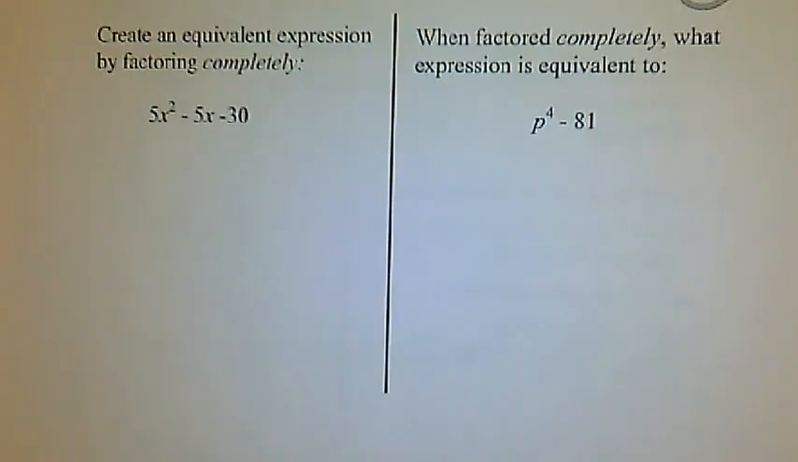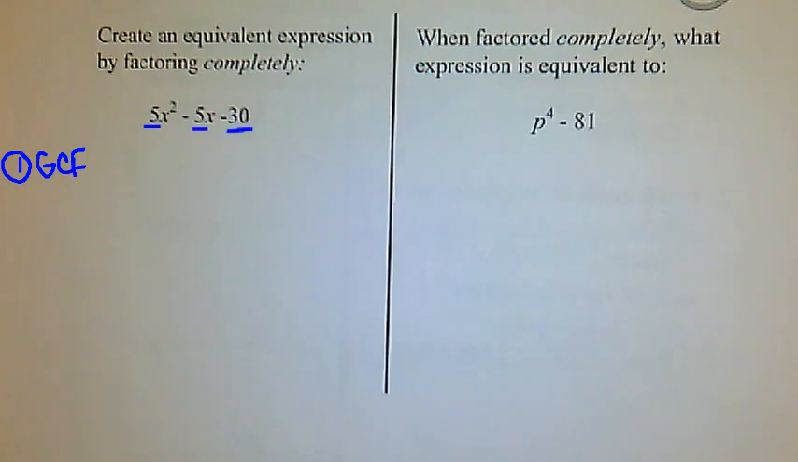So again, we are going to factor completely. You should be, and I'm not going to say always, but most of the time, that means you're going to have to do more than one step. I noticed that these all have 5s in them. They're all a multiple of 5, so let's take out a 5. So I am left with x squared minus x minus 6.